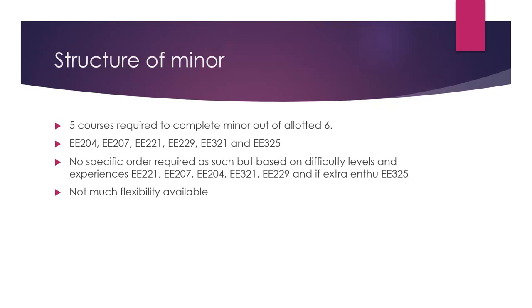There are a couple of courses, namely E204, which is basically analog circuits, 207 is electronics and electrical circuits, 221 is digital electronics, 229 is signal processing, 321 is my favorite, power electronics, and 325 is something which I might hate. It's probability and random processes. As of now, I'm going to finish the first 5. I'm not going to do the E325 one.